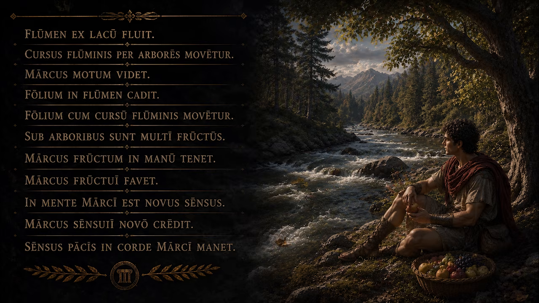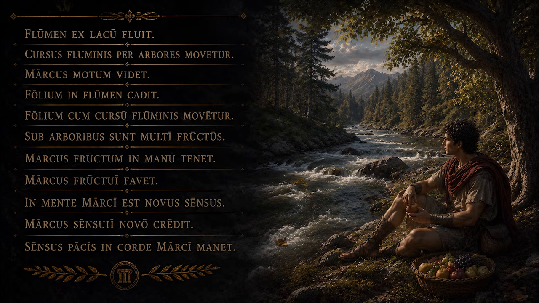Sub arboribus sunt multi fructus. Marcus fructum in manu tenet. Marcus fructui favit. In mente Marci est novus sensus. Marcus sensui novo credit. Sensus pacis in corde Marci manet.